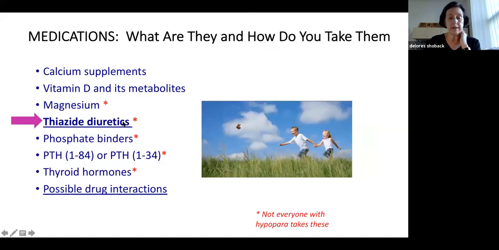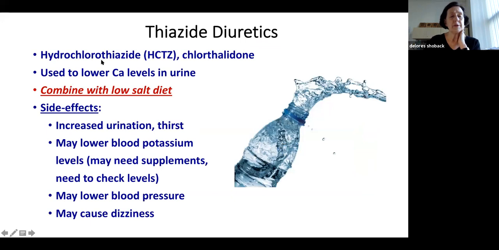Let's turn to the thiazide diuretics. There was a question in the last session about thiazides. So there we're usually referring to hydrochlorothiazide or chlorthalidone. Those are the two most common thiazide diuretics that we use in the US. We use those in hypopara to lower the level of calcium in the urine. And for that to work, you've got to combine it with a low salt diet.